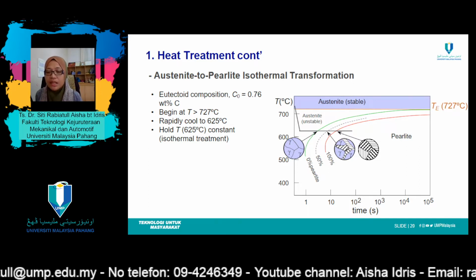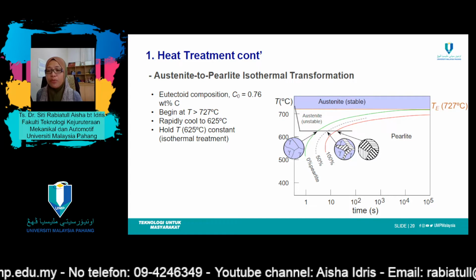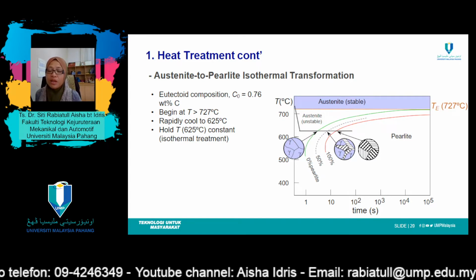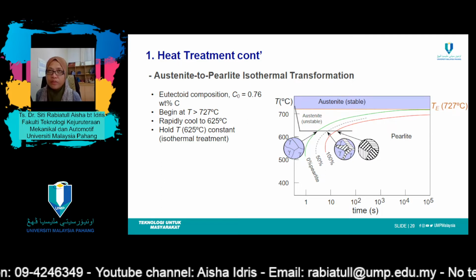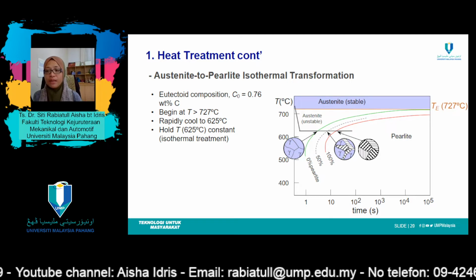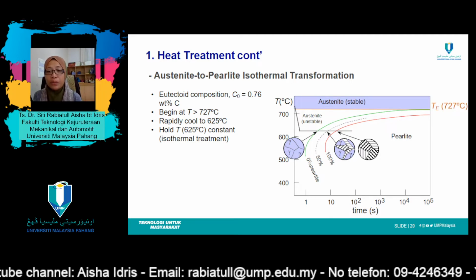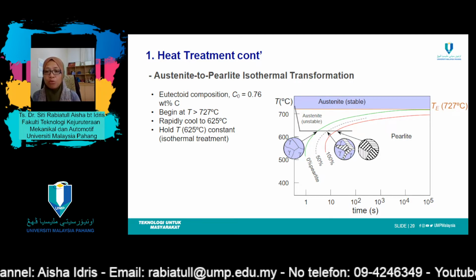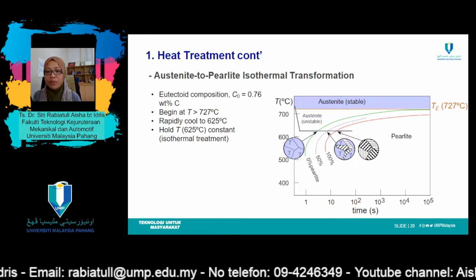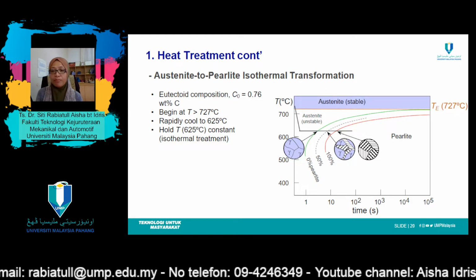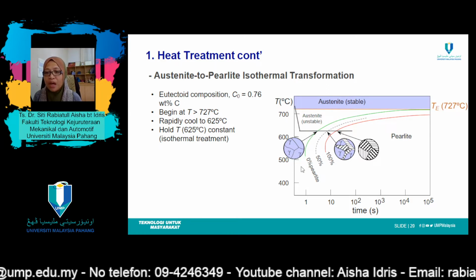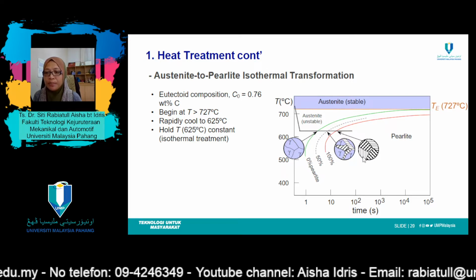heating the steel or the metal until it reaches above austenite temperature, which is more than 723 degrees C. In this case, it is being heated up until it reaches 727 degrees C. After that, rapid cooling until the temperature is 650 degrees C, and then hold that temperature for a certain duration until it changes from austenite into pearlite.